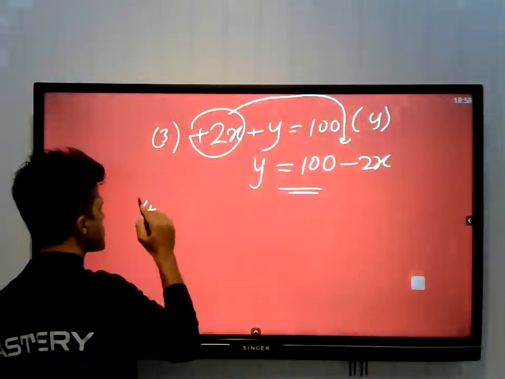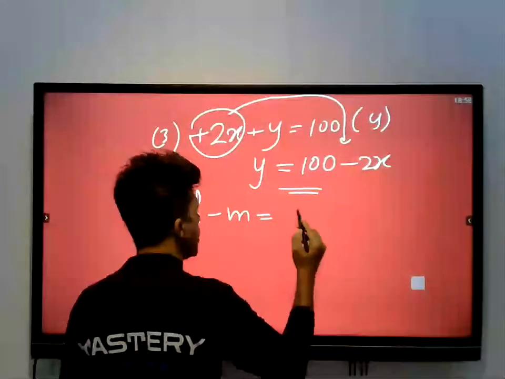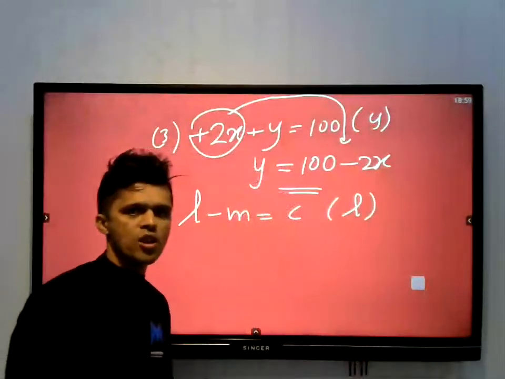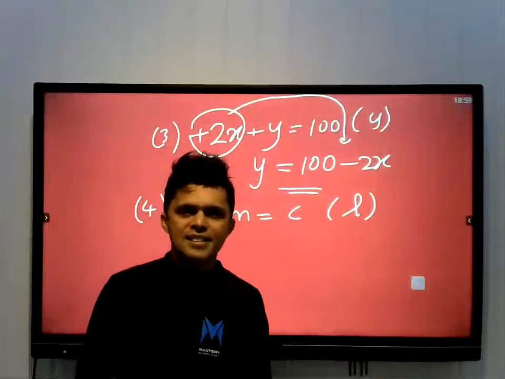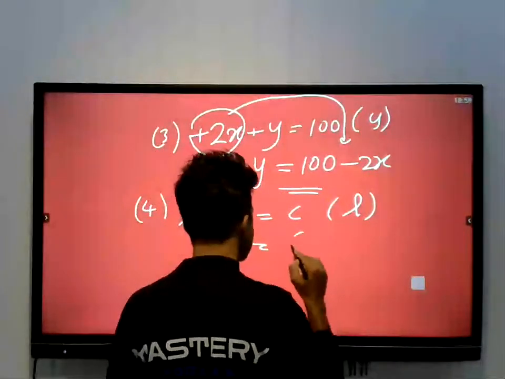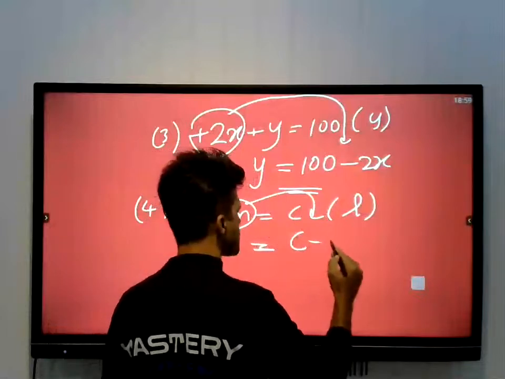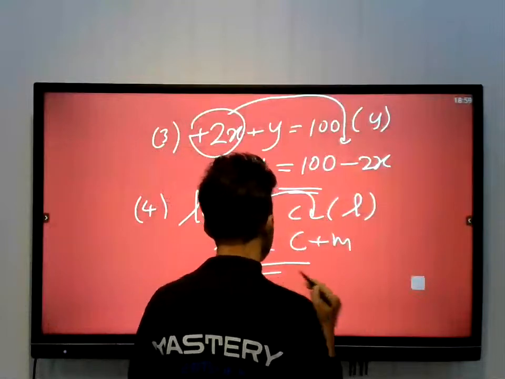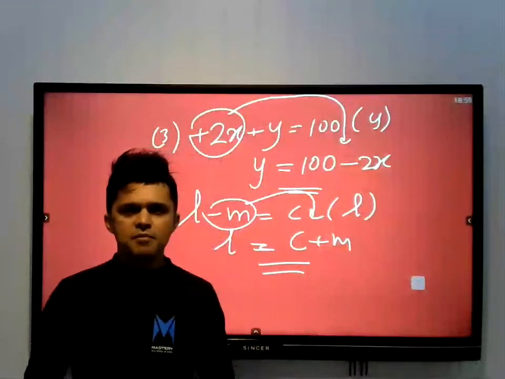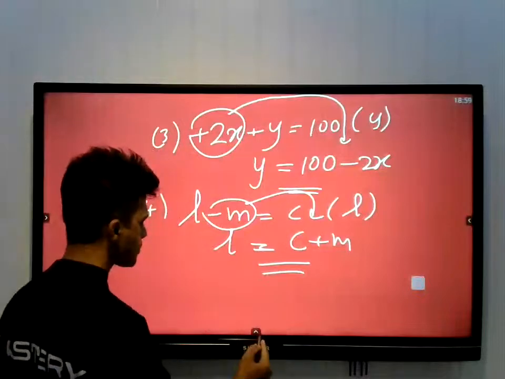So how can I do this type of one? L minus m equals c. Let's write the term L as the subject of this formula. Yes, how can you write this? L equals c, and minus m becomes plus m. So L equals c plus m. We've written this term L as the subject of this formula.